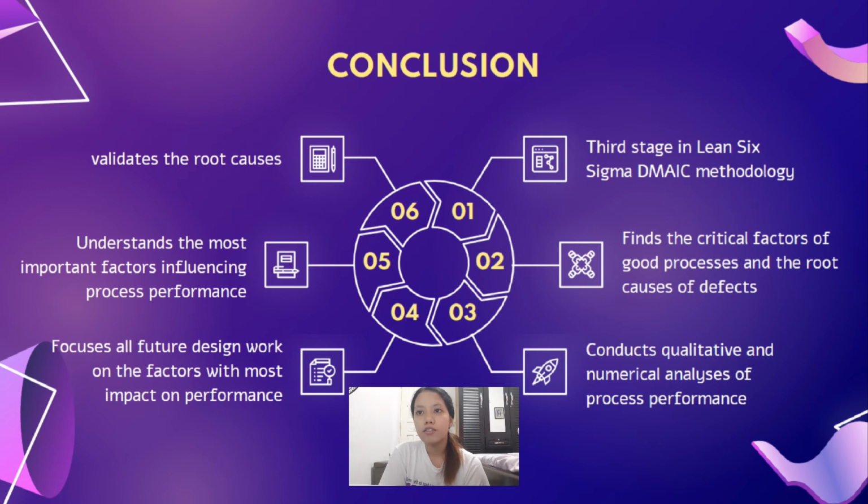So as a conclusion, the Analyze phase is the third stage in the Lean Six Sigma DMAIC methodology. It finds the critical factors of good processes and the root causes of defects. It conducts qualitative and numerical analysis of process performance. It focuses all future design work on the factors with most impact on performance. It also understands the most important factors influencing process performance, and it validates root causes.